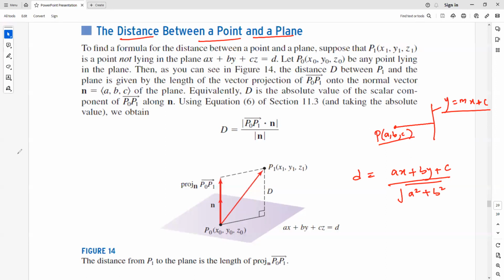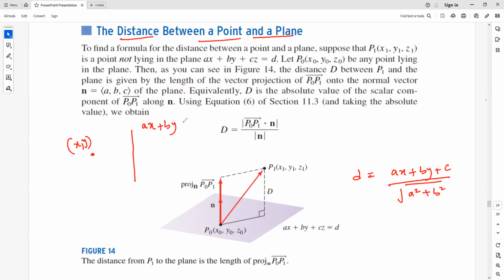Sorry, I should write it as x comma y. We have the point x comma y, and the equation of the line. Okay, let me draw it again. For instance, we have a point and a line. This is a point x comma y, and this is the line ax plus by plus c equals 0. Then to find the perpendicular distance from this point to this line, we need this formula, right?